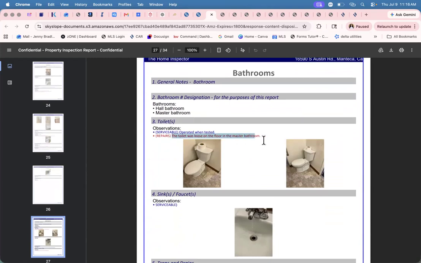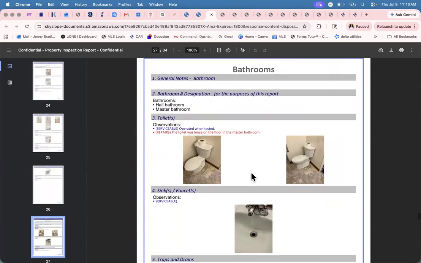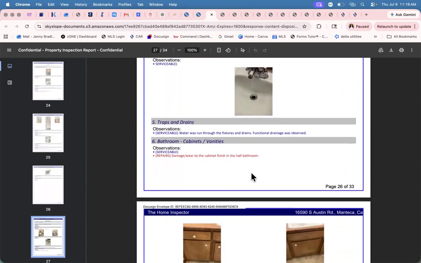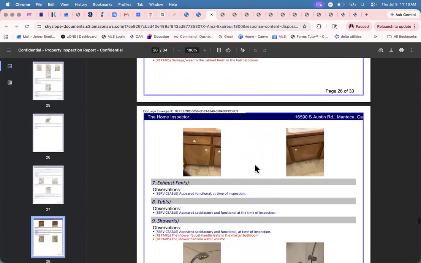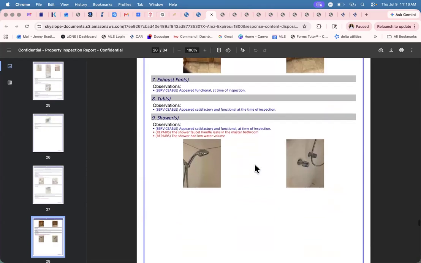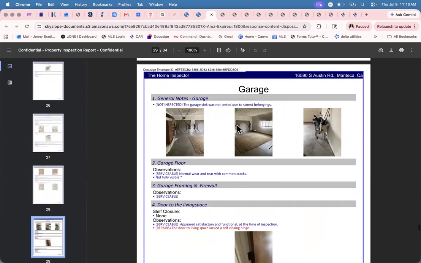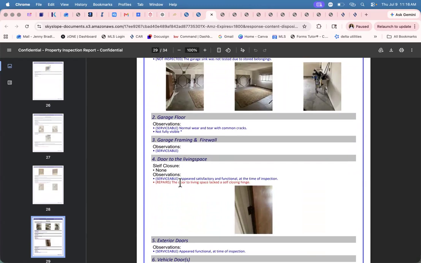Bathrooms. The toilet was loose on the floor in the master bathroom. So the shower faucet handle leaks. All right, this is the garage.